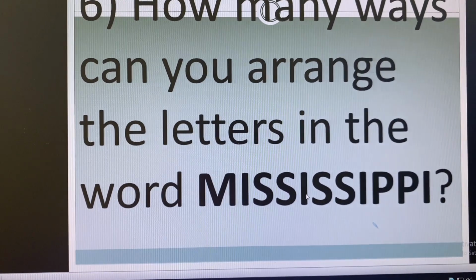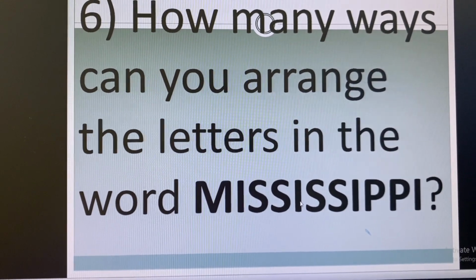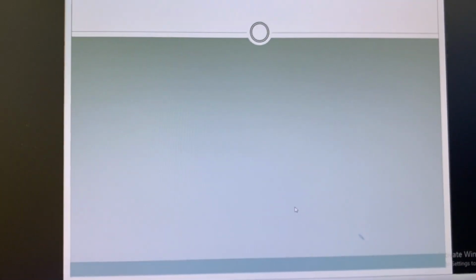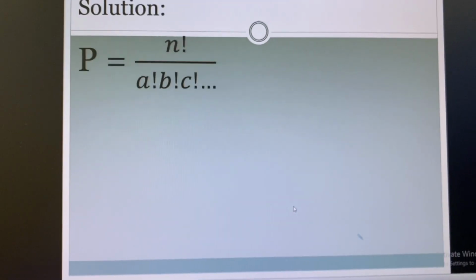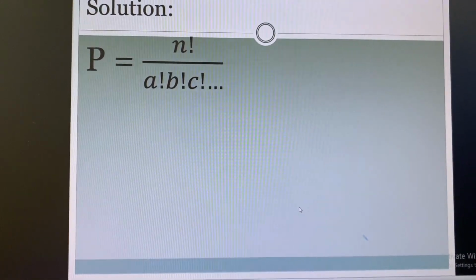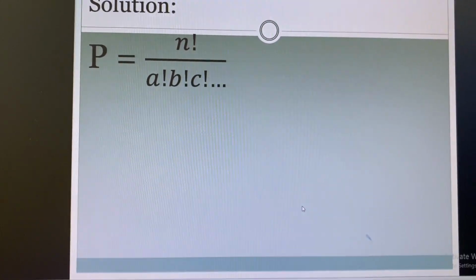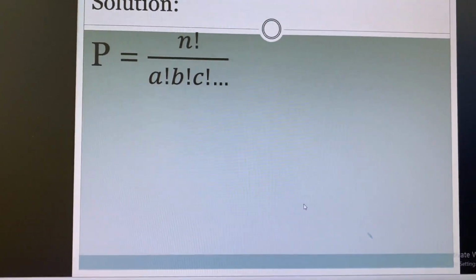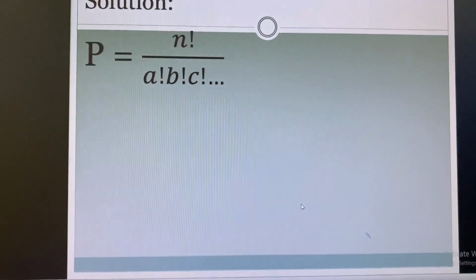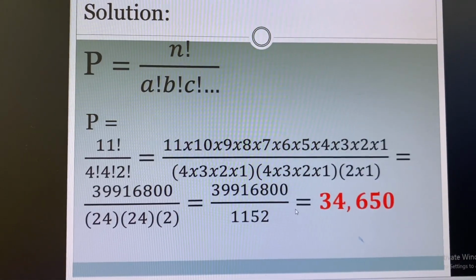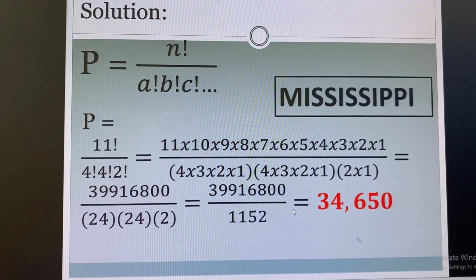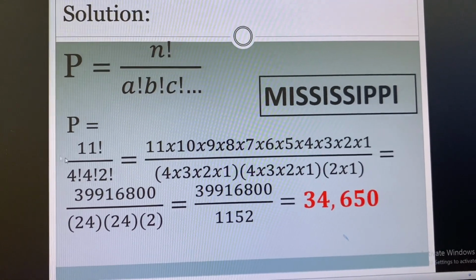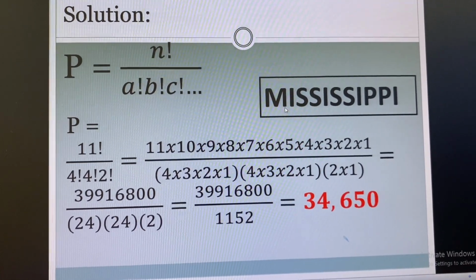How many ways can you arrange the letters in the word Mississippi? So here is the solution. The formula that you are going to use is P equals n factorial over A factorial, B factorial, C factorial, and so on. By substitution, we have now 11 factorial. So where did we get this 11? So just count the letters here in the word Mississippi.